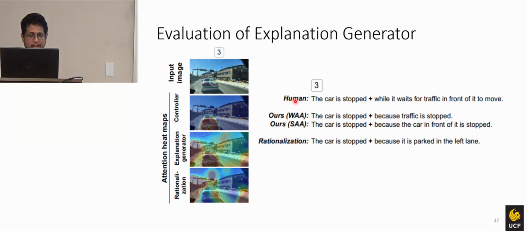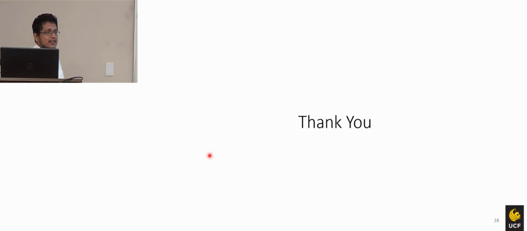This is another result. Here, the rationalization part, which does not look into the attention map, says it's parked in the left lane, which is not the right case. The human annotator said it while it waits for traffic in front of it to move. So it was standing in traffic. Both strongly aligned and weakly aligned detect it rightly: because traffic is stopped, because the car in front of it is stopped. So rationalization could not locate any point to look into. That's why, as the left part is attended here, maybe that's why it came up with this parking case. But in the other case, the controller pinpointed this car, and the explanation generator also pinpointed this car. That's why it came up with the right reason. So that's all, I think, if there is any question.